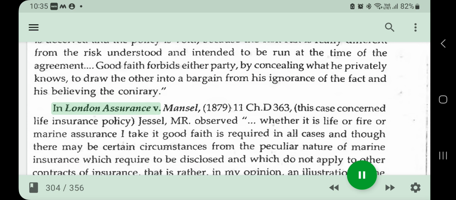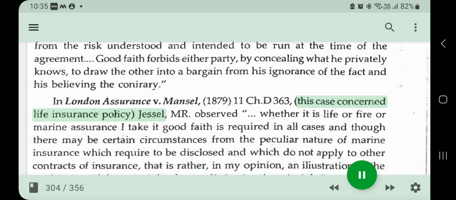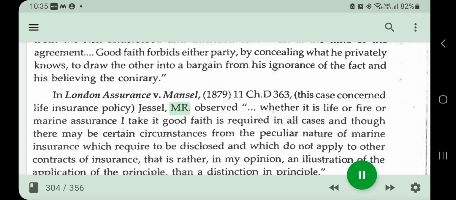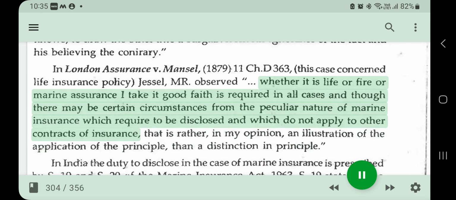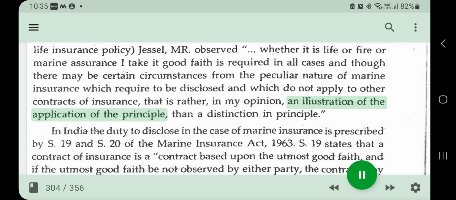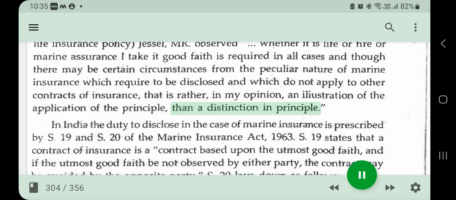In London Assurance v. Mansel, 1879, 11 Ch. D. 363, this case concerned a life insurance policy. Jessel, M.R. observed: Whether it is life or fire or marine assurance, I take it good faith is required in all cases, and though there may be certain circumstances from the peculiar nature of marine insurance which require to be disclosed and which do not apply to other contracts of insurance, that is rather, in my opinion, an illustration of the application of the principle, than a distinction in principle.